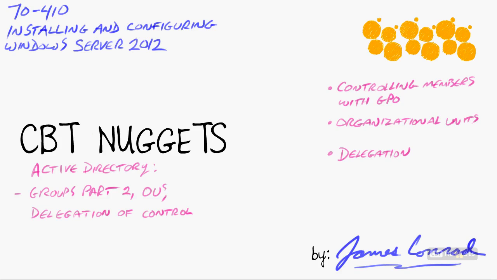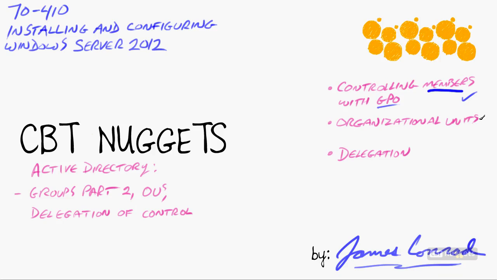Active Directory, Groups Part 2, Organizational Units, and Delegation of Control. In this nugget, we're going to be getting a little bit more detail about how to control memberships in a specific security group, particularly local groups such as the administrator's security group. You can control that membership using a group policy object, which is a very powerful way to manage those groups.